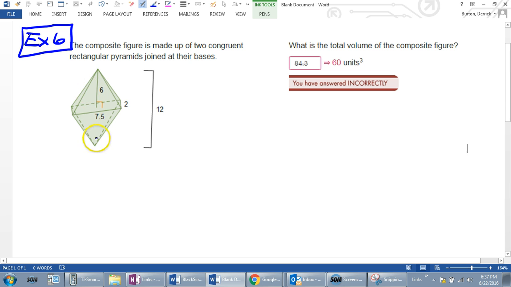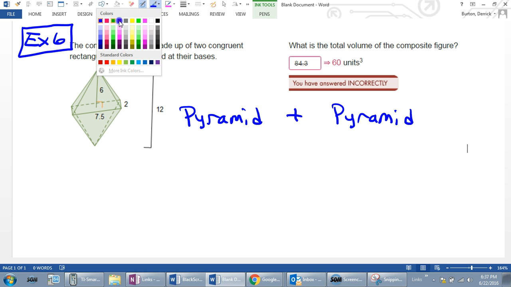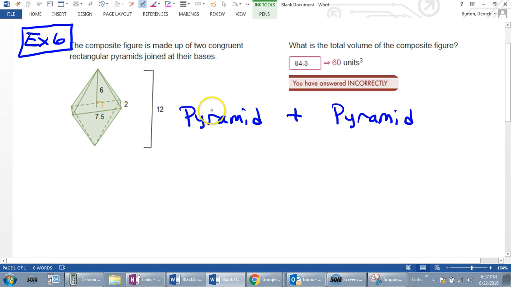Okay, once again, we want the volume of the overall shape. It's a pyramid and another pyramid stuck together base to base. Okay, so for the total shape, we're just going to do pyramid plus pyramid. In each case, we have to be aware of the formula. So the volume of a pyramid is 1/3 area of the base times the height.